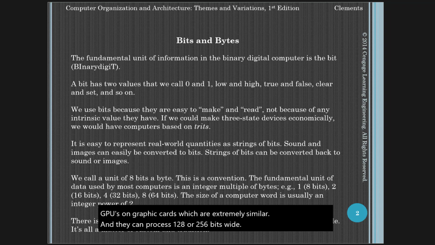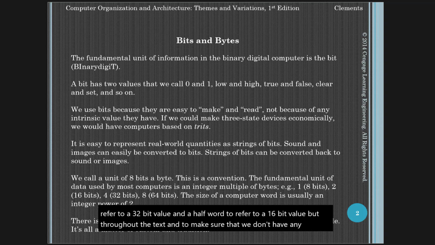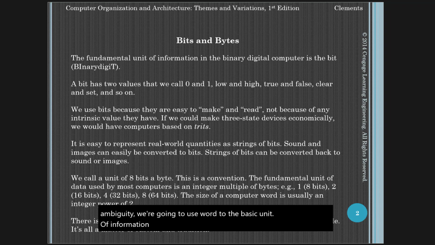wide. And so some computer manufacturers employ the term word to mean a 16-bit value, as opposed to a byte, which is an 8-bit value, and a long word to mean a 32-bit value. Other manufacturers use the term word to refer to a 32-bit value, and a half word to refer to a 16-bit value. But throughout the text, to make sure that we don't have any ambiguity, we're going to use word to mean the basic unit of information operated on by a computer.